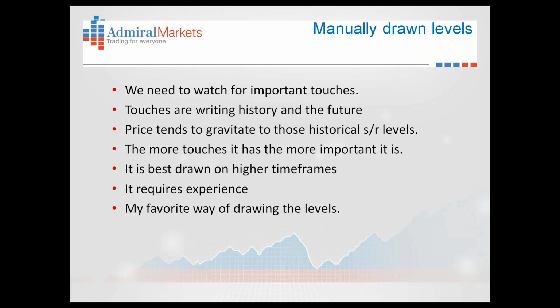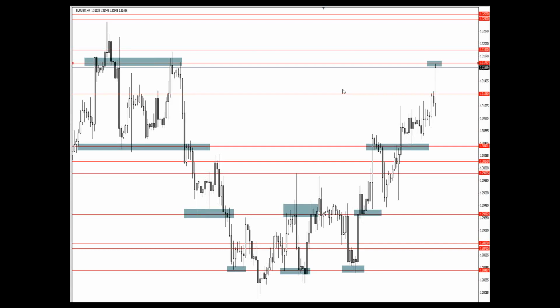I will show you on our next slide how it looks. You probably see it when I do my analysis. You always see those red lines, and those are my manually drawn levels. So you can see those are all historically important price touches. I have marked on the chart where the price is making its touch. So you can see all those marked points are basically very important points.